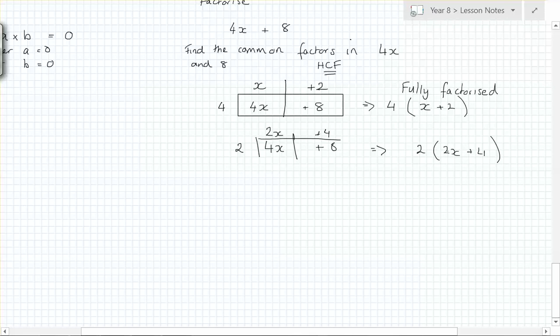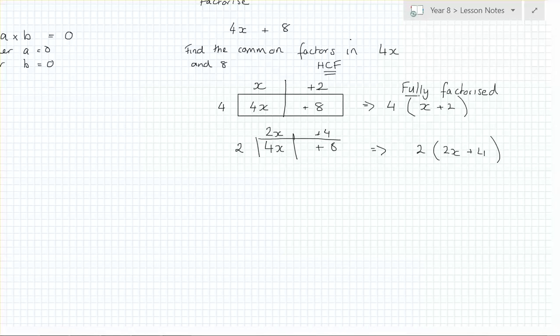Do you understand the difference? Because I could still take another factor of 2 out. There's a difference between factorise and fully factorise. Now this word fully factorise obviously doesn't apply to just numbers, does it? Because if I said to you fully factorise 36, it doesn't make any sense. It's just a list of factors.